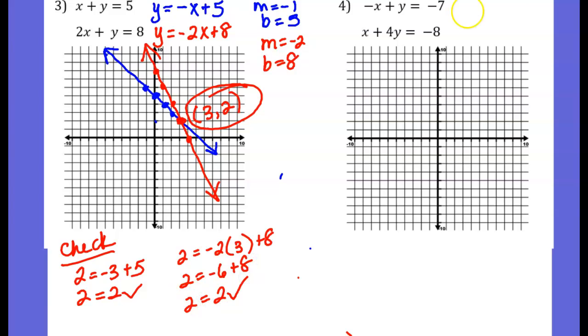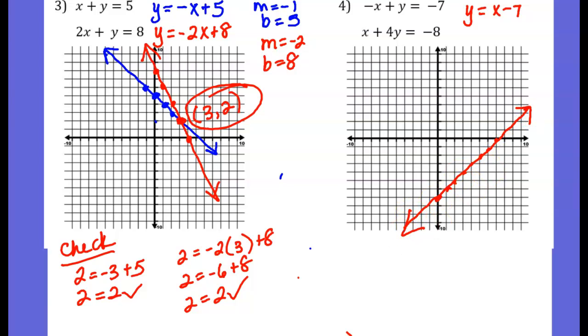All right. Number 4, y is equal to x minus 7. So my y-intercept is going to be at -7. 1, 2, 3, 4, 5, 6, 7. And my slope is 1. So I'm going to start drawing my line here. Okay, so there's the line.